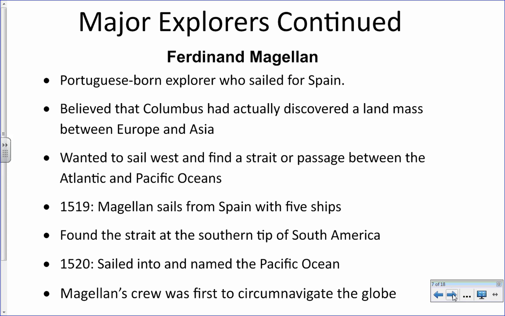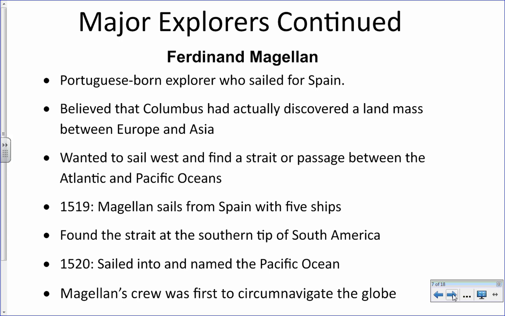Okay, major explorers: Ferdinand Magellan. He was Portuguese born, ironically, but he's helping the Spanish. And he believed that Columbus had discovered a huge land mass between Europe and Asia, and he was going to find a way through that land mass to join the Atlantic and the Pacific. So he set sail with 5 ships.